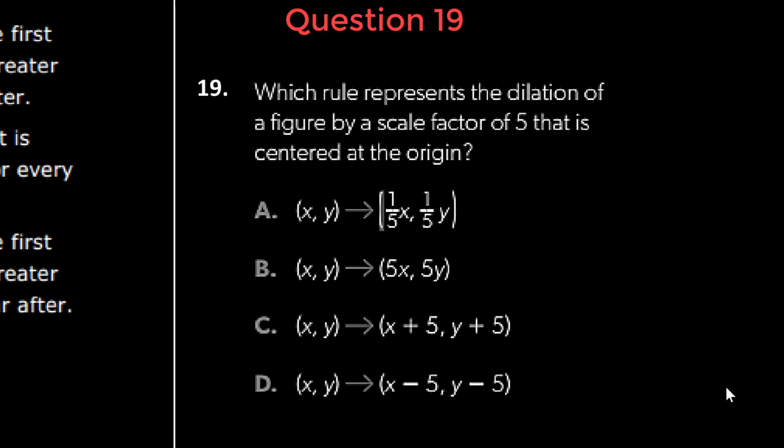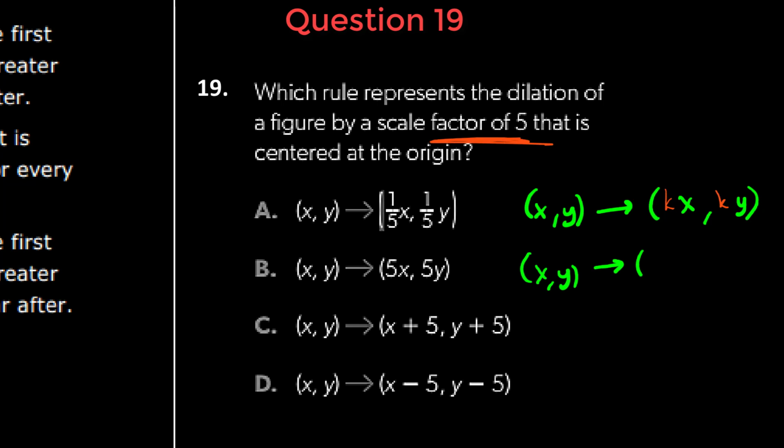Which rule represents the dilation of a figure by a scale factor of 5 that is centered at the origin? The rule for the dilation is the scale factor times x and the scale factor times y. So since we multiply all the dimensions in this question by a scale factor of 5, (x, y) becomes (5x, 5y). So the correct answer is B.